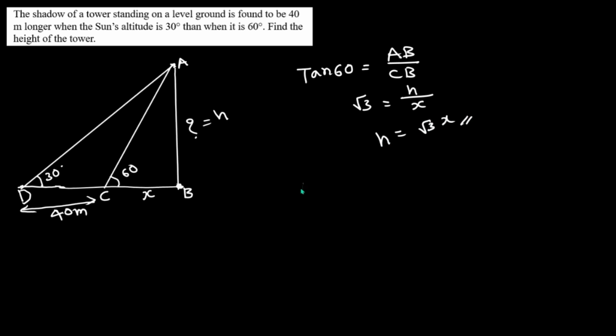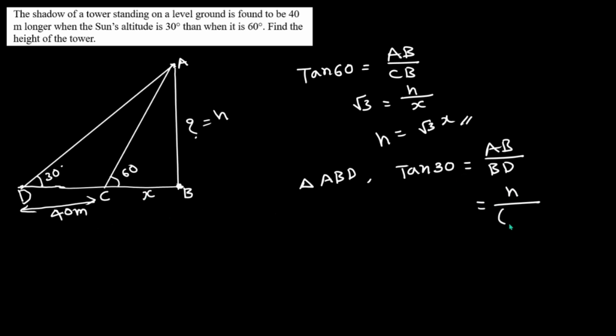Check another triangle, that is ABD. If you take this triangle, let's write tan 30 here. What is tan 30? Opposite side AB by BD, right? So what is AB? AB is the height of the tower, H, divided by what is BD? It is the sum of X and 40.